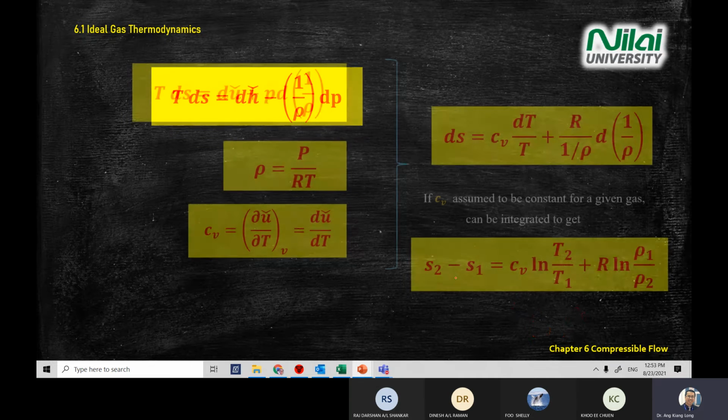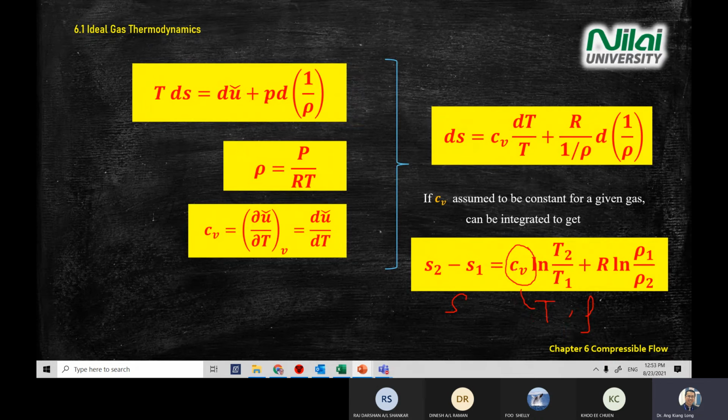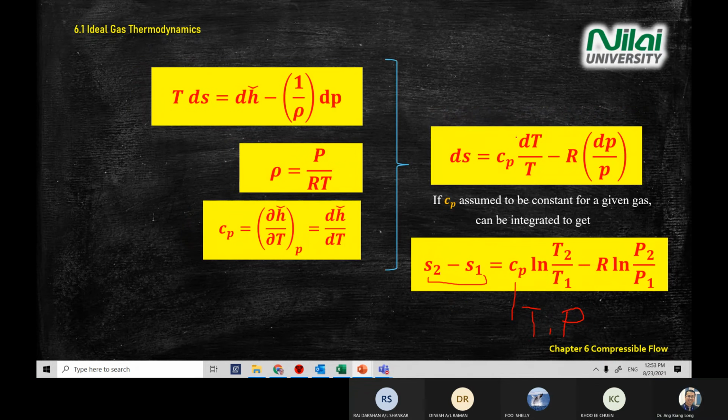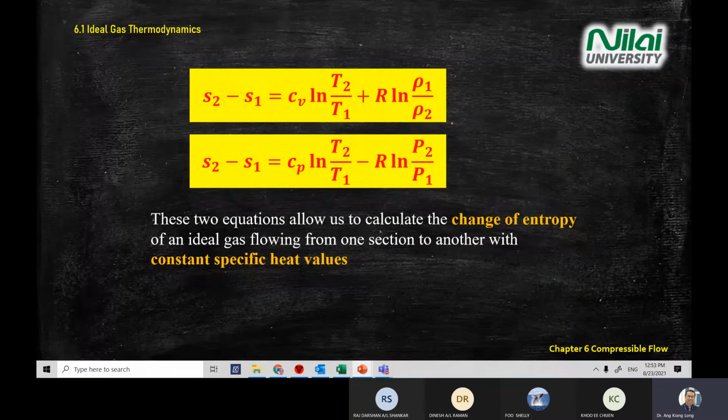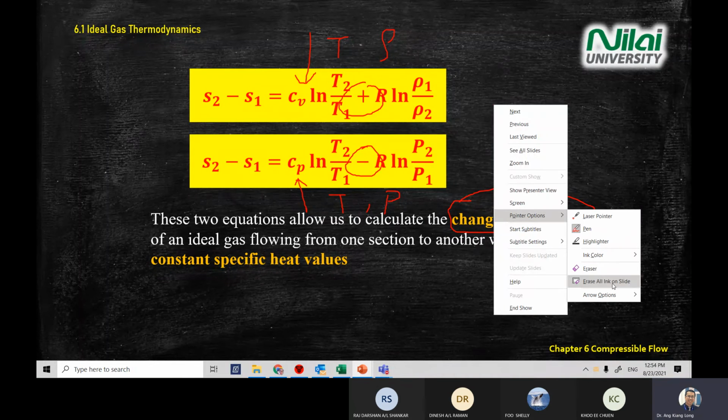So this is a very important equation when you want to calculate entropy using Cv and Cp. These are the two important equations when you want to find the changes of entropy, S2 minus S1. There are two ways to calculate. One is using Cv, one is using Cp. If you're using Cv, you use temperature and density. If you use Cp, you use temperature and pressure. One is positive, one is negative. Just take note on that. And the parameter you use is different. These are very important slides.